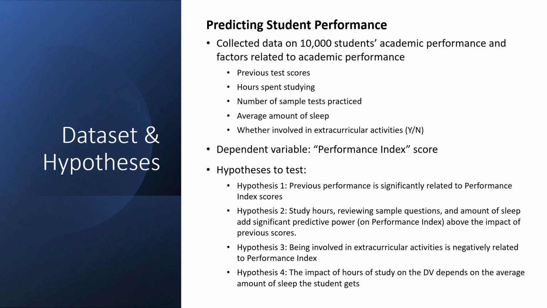The main dependent measure is a variable called performance index. This is kind of an evaluation of the student's overall rigor and academic inclination. Now, with those predictors and that DV, dependent variable, in mind, here are the hypotheses that I want to test.